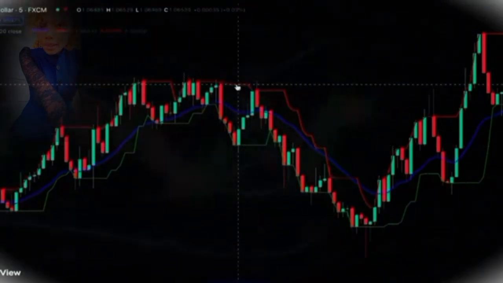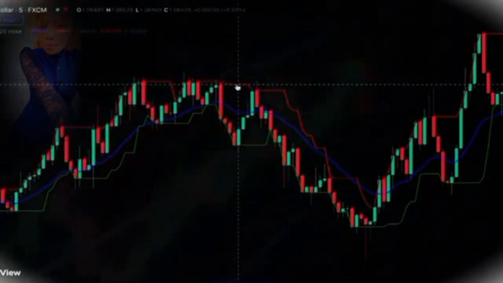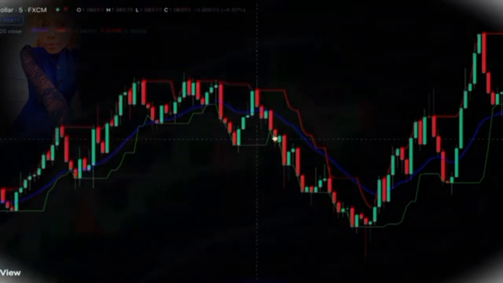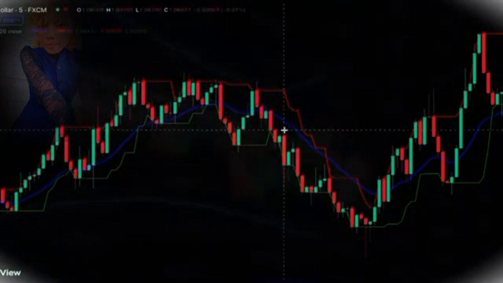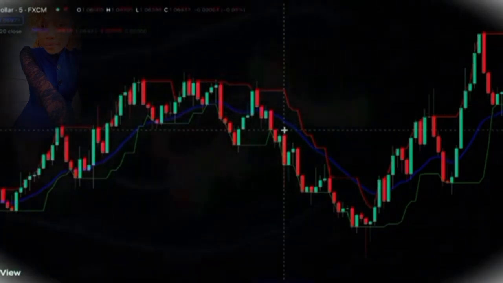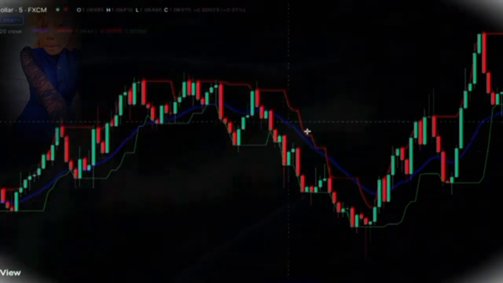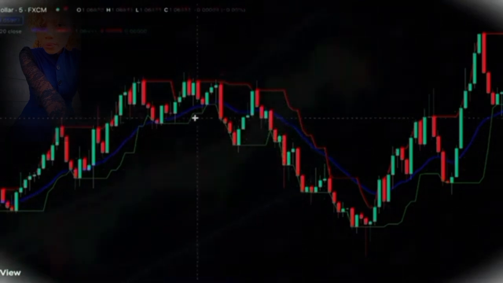And this red line is the highest close of the previous 8 candles. They are a kind of support and resistance levels. They are very short-term support and resistance levels. And actually they are dynamic support and resistance levels.